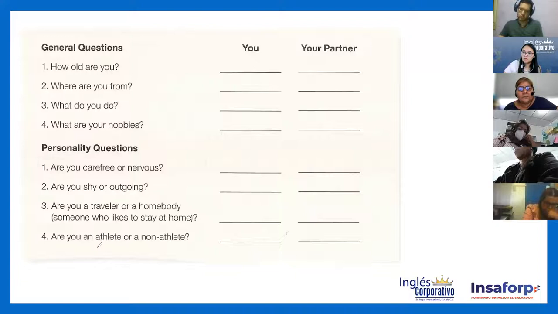What is the meaning of carefree in Spanish? Okay, carefree is like despreocupado, a person that doesn't care about anything. Una persona despreocupada. Teacher, what is the meaning of out... I'm sorry? The personality question: an athlete or a non-athlete. Una persona que es atleta, right? Or you don't do any sport, any exercise. Okay, thank you. What do you mean, outgoing? Outgoing, it's a person that is extrovertido, extrovertida. Outgoing.